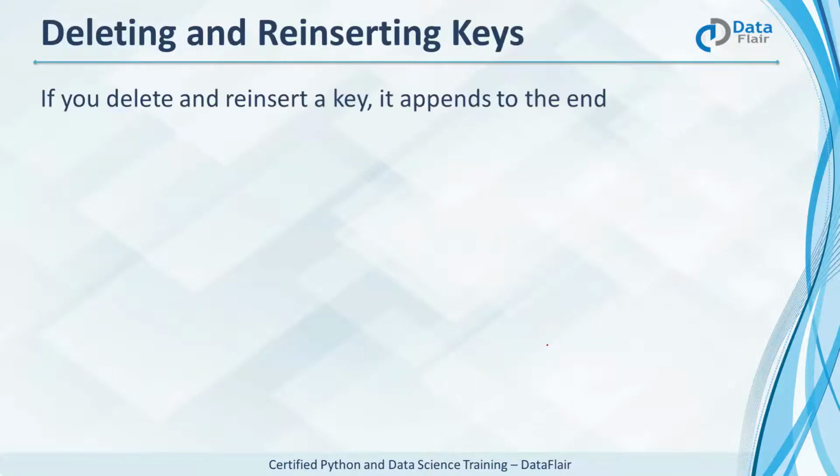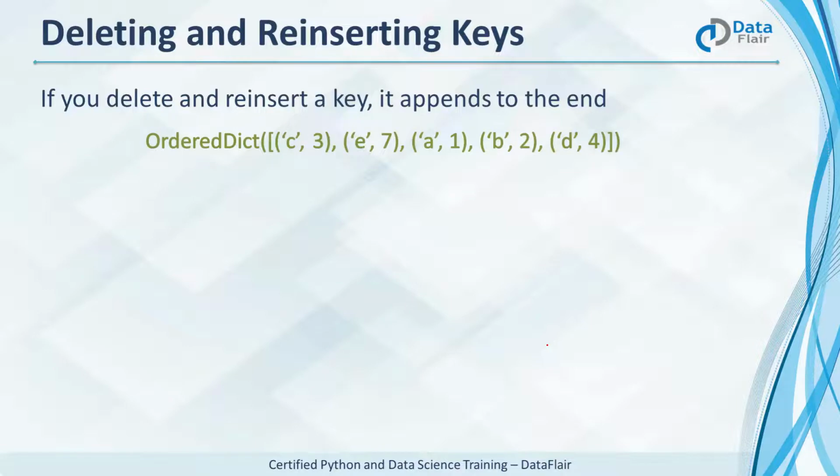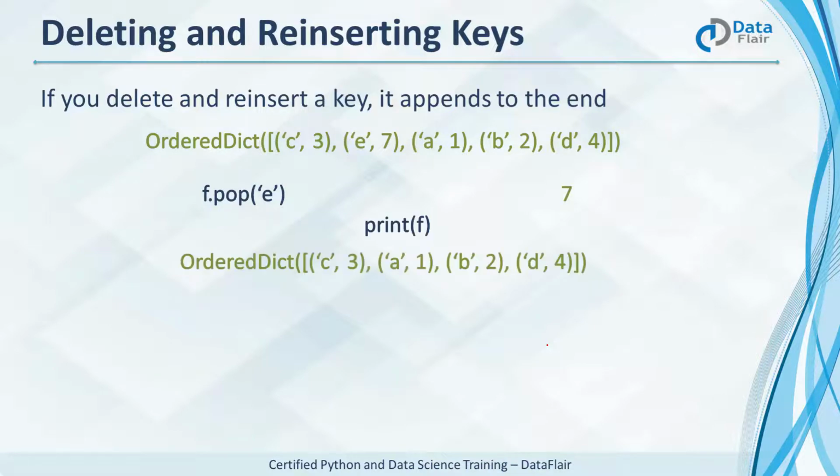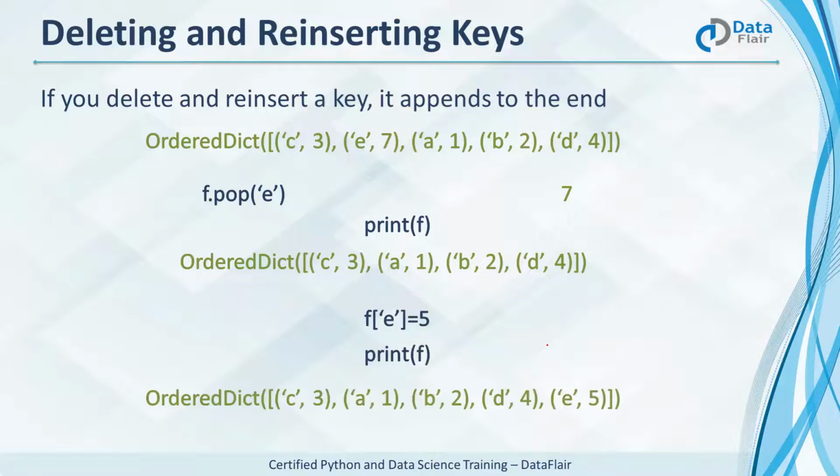An OrderedDict does remember the order of insertion, but if we delete a key and then reinsert it, it only appears at the end of the dictionary until we add more pairs. This is the OrderedDict. Pop the key value pair for the key E and it pops 7. f is now this OrderedDict. Now if we add it back with the value 7 or even 5, this key value pair gets added to the end, not to its original position.